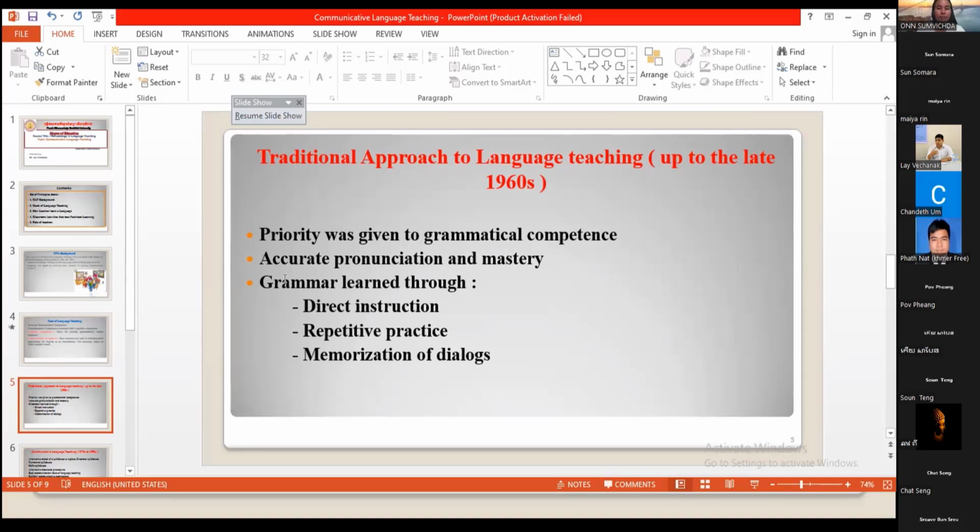We can say traditional teaching was also about grammar and learning through it. Sometimes in the previous time we used the grammar translation method, with direct instruction, which means you give the grammar instruction to the students directly. Then repetitive practice, and another one, memorization of dialogue. Dialogue means conversation, which we have learned since we were young. Sometimes the teacher had us understand the whole context and text, or asked students to remember all the dialogue or conversation we had learned. So that's the traditional approach to language teaching.